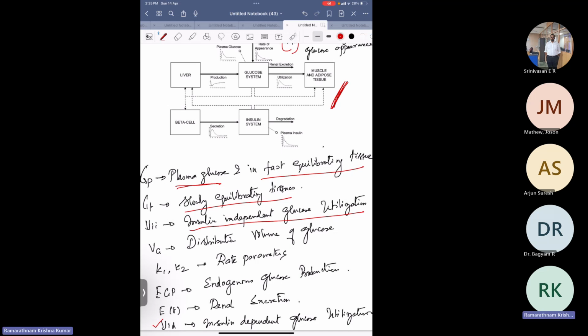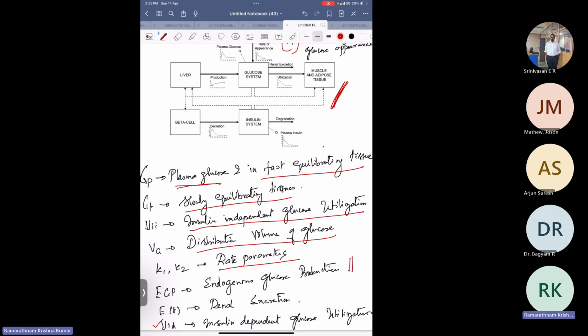In the CNS. Now, I have a number of other things. Volume. When I talk about concentration, I have to talk about volume. So, the distribution volume of glucose becomes important. Most of these things are determined by tracer analysis. Then I have some rate parameters. I'll go into those details.